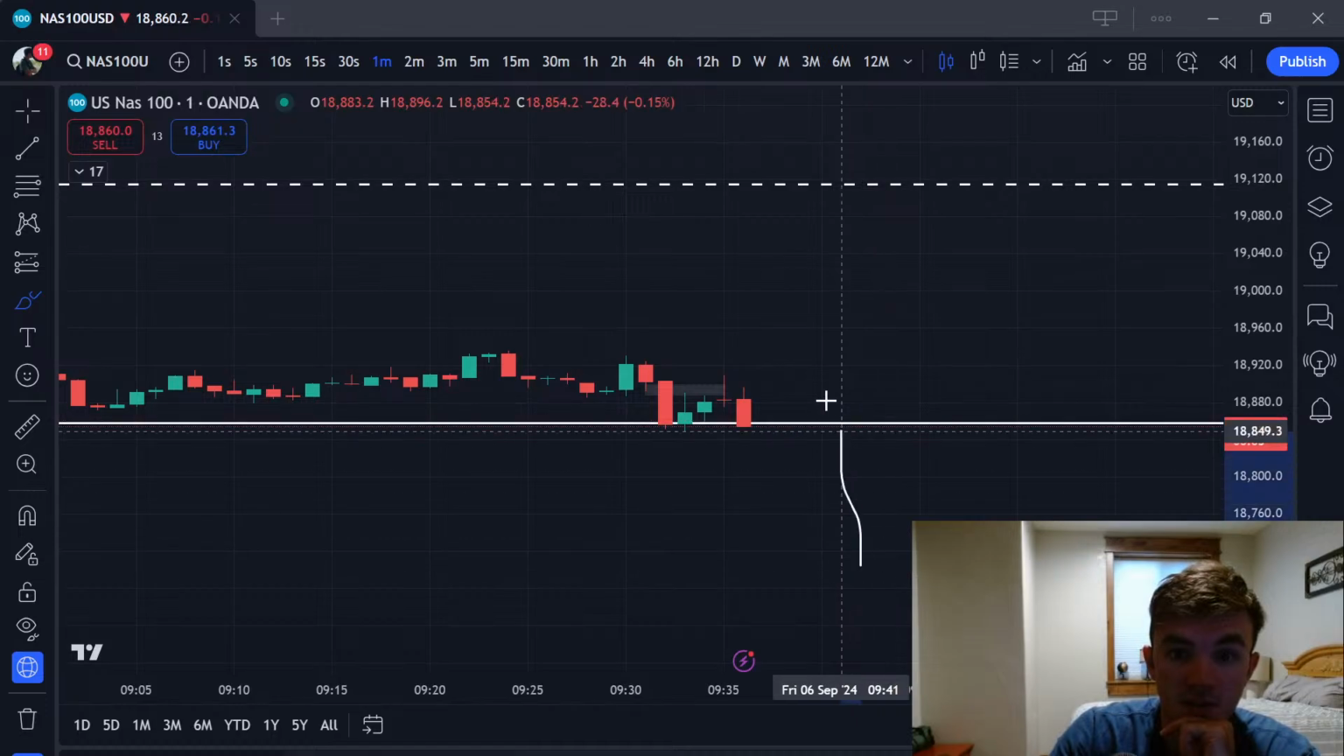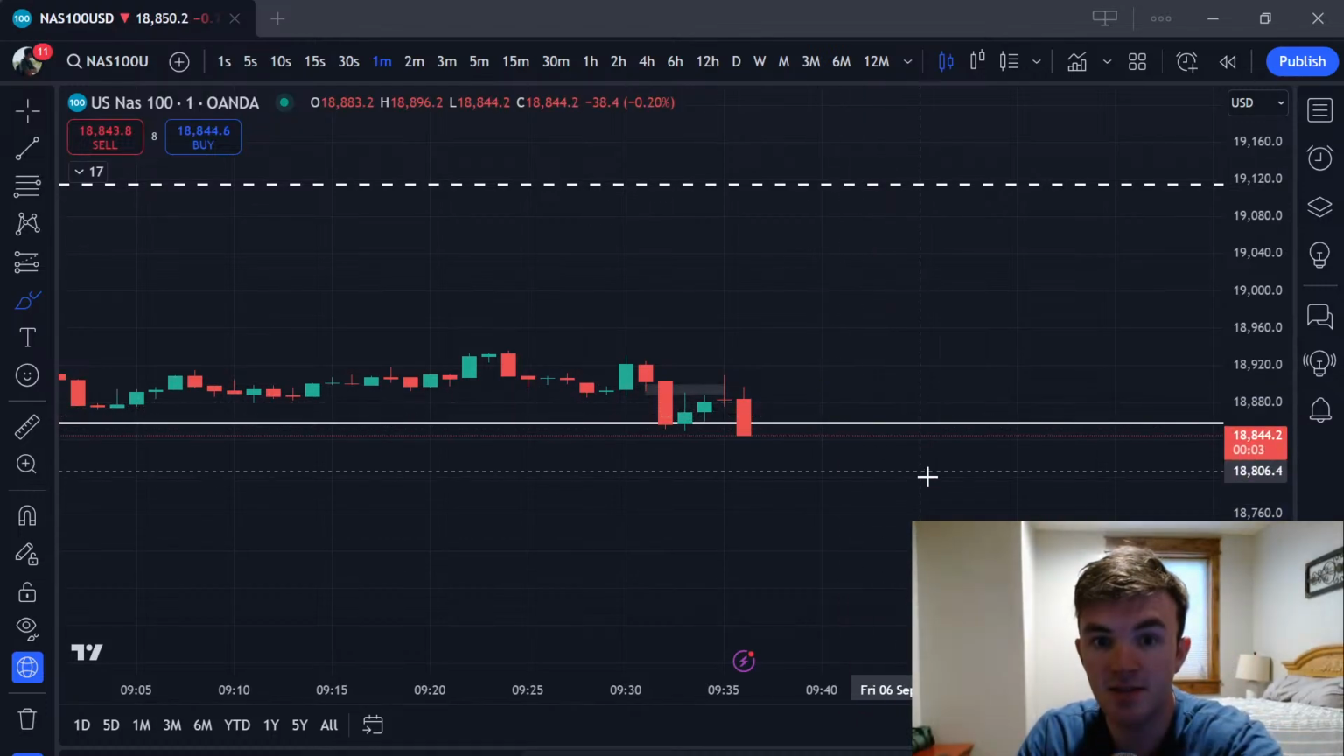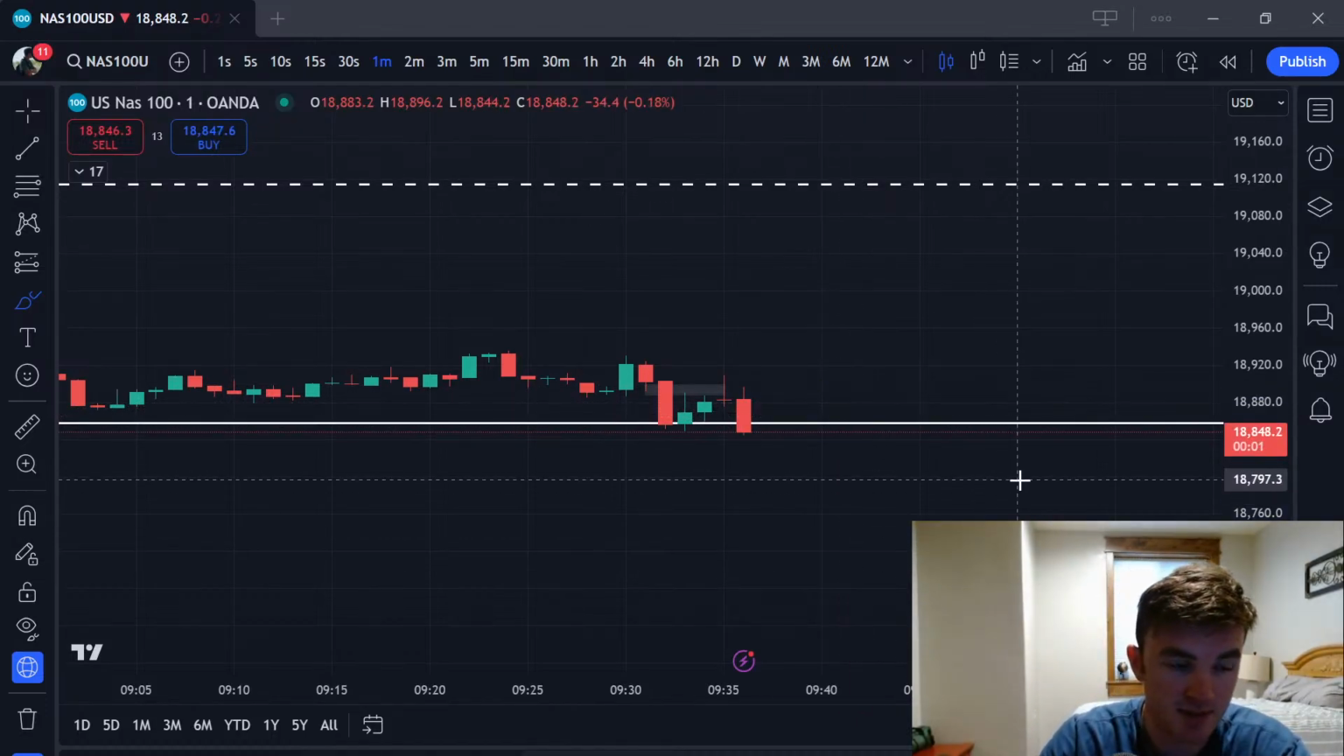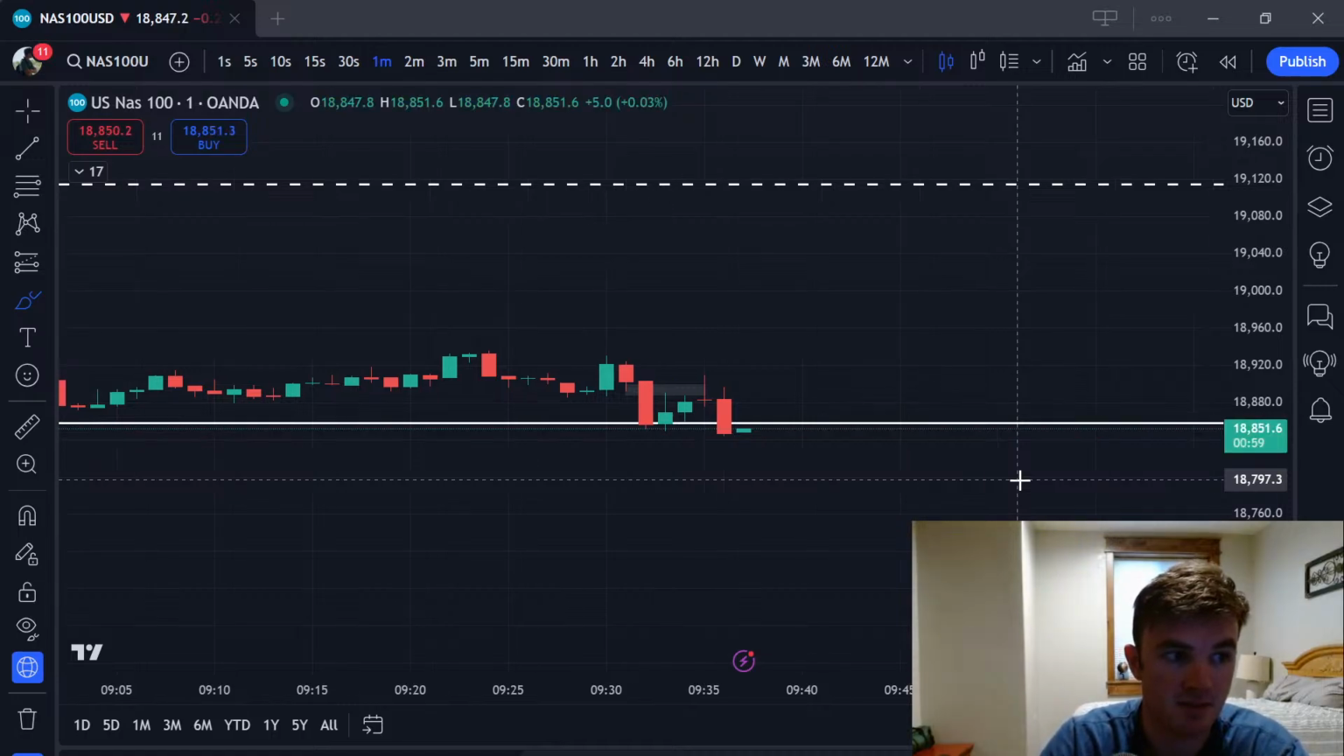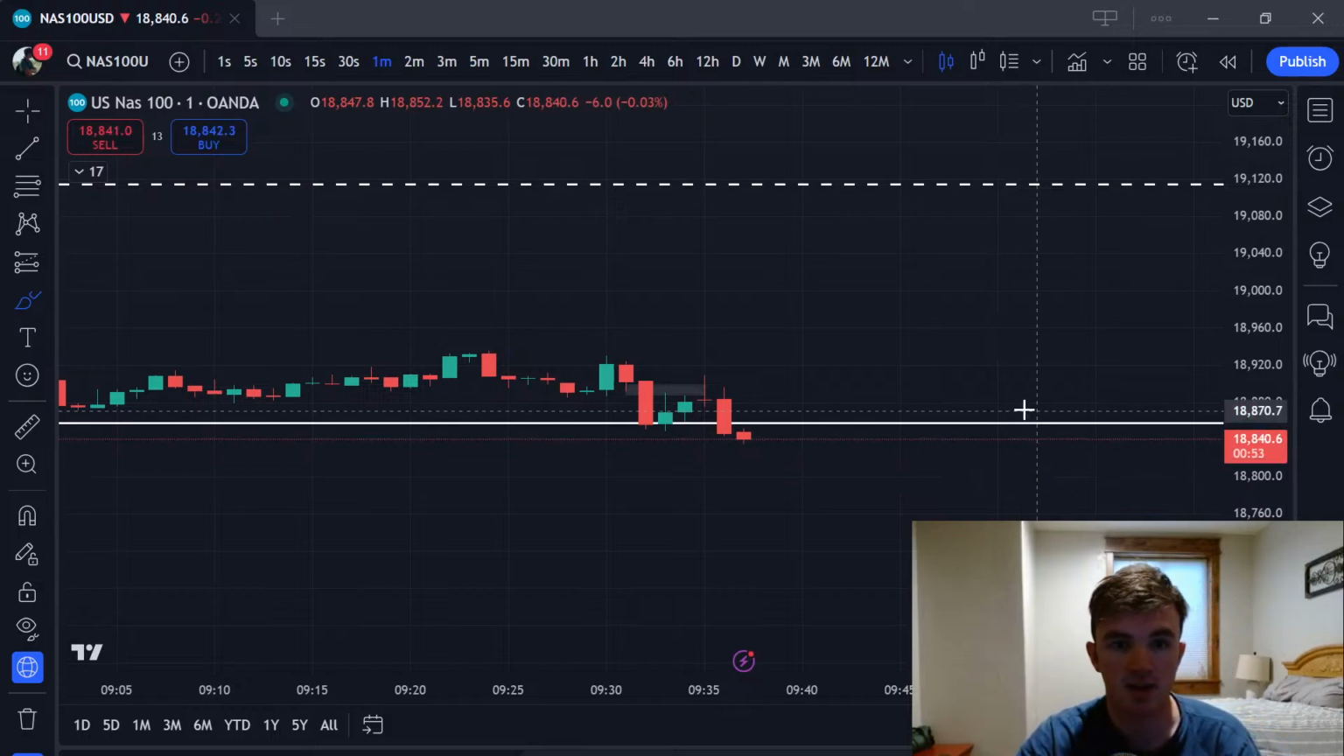So what are we looking for? We're looking for any kind of inverse fair value gap setup to the upside. I mean, we really, for the most part, want to see bullish trades coming out of this 1 hour order block.